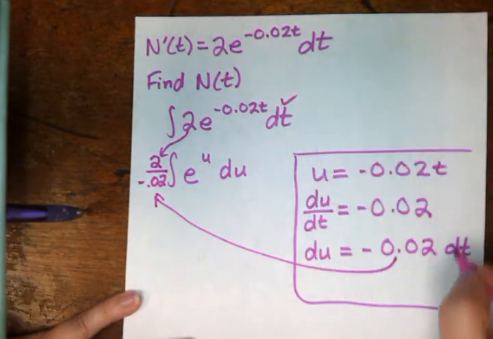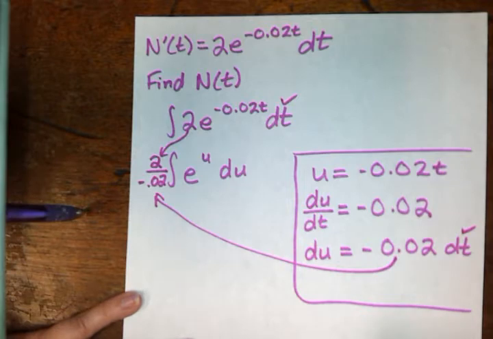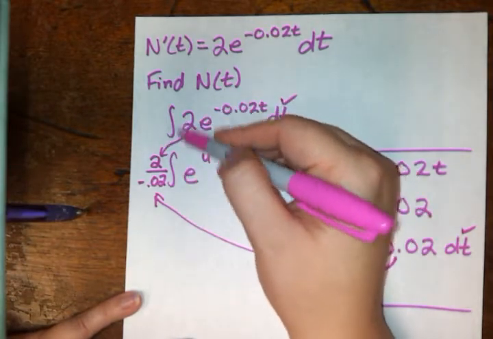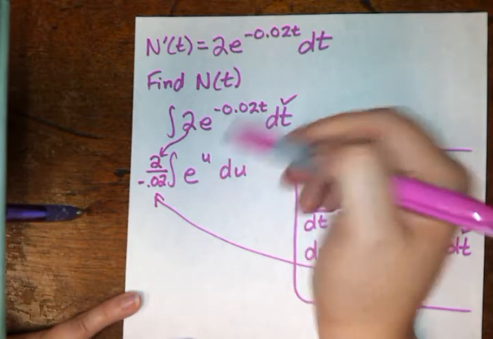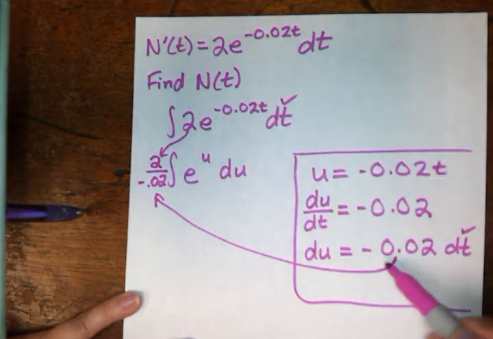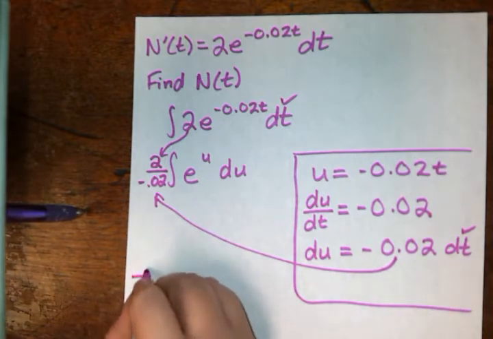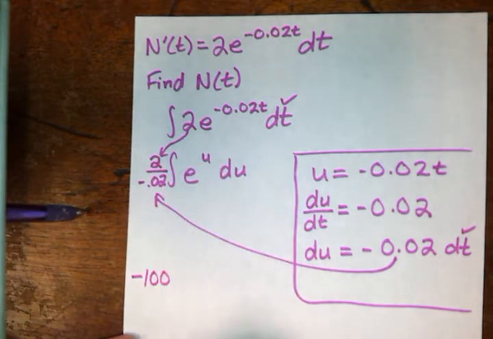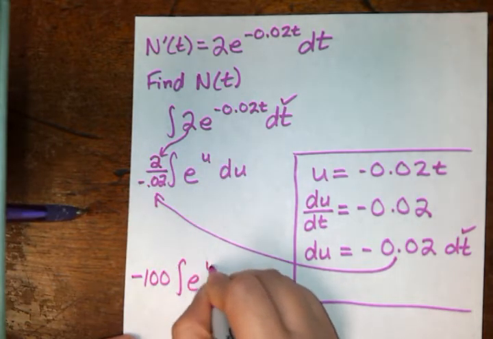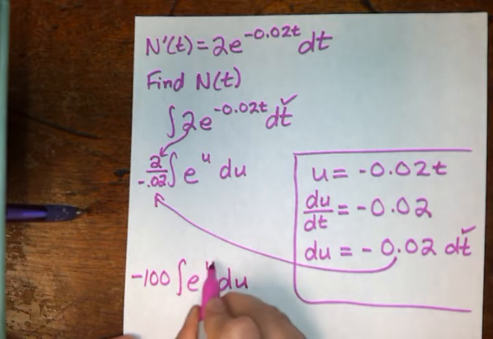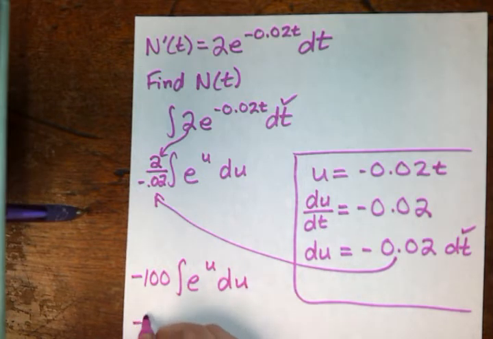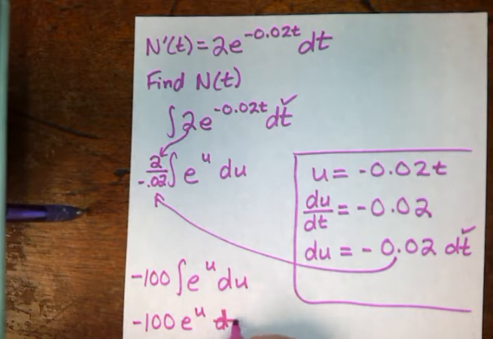And my dt I can check off because that's already there. But because I had not quite the right amount of e to the u's, well, I have 2 divided by negative 0.02 of the amount of e to the u's that I needed. And actually, if we rewrite that, that turns into a negative 100. You can plug that into your calculator, times the integral of e to the u du. Well, like we said, we know this integral, so that's negative 100 times e to the u plus c. Sorry, I had my constant of integration there.